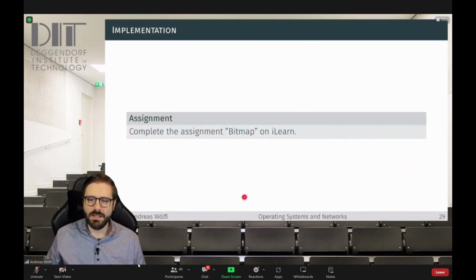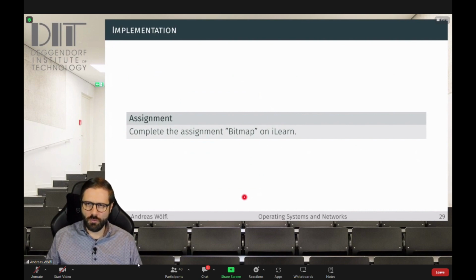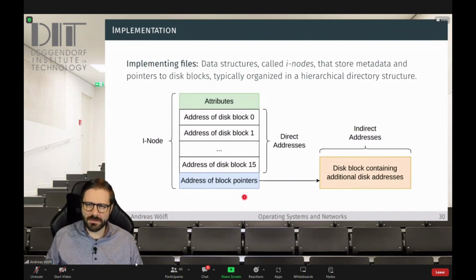Then we proceed with our inodes. So what we conclude free space management. We do it in bitmaps, and we train bitmaps. What we do next is we take a look at inodes. So implementing files. And for implementing files, we need an index. Index is realized using the inodes.